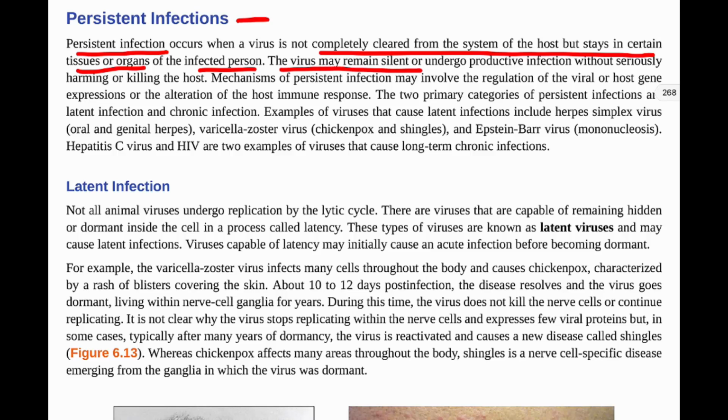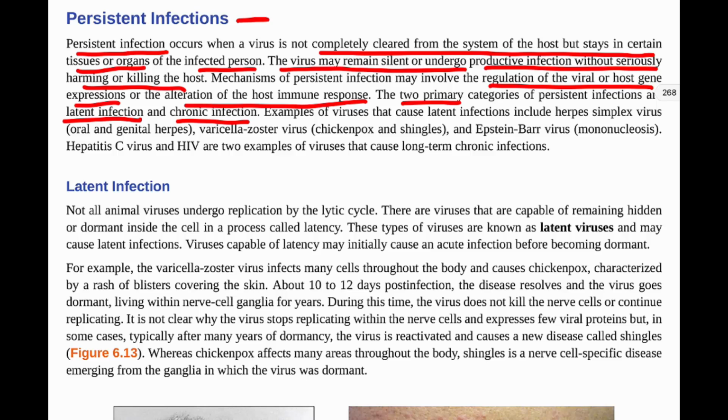The virus may remain silent or undergo productive infection without seriously harming or killing the host. So the mechanisms of persistent infection may involve the regulation of the viral or host gene expression or the alteration of the host immune response. So we'll talk about that in just a moment in a little bit more detail. So there are two primary categories of persistent infection. There's a latent infection and there is chronic infection.